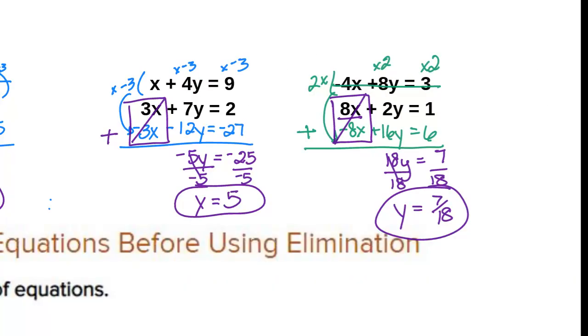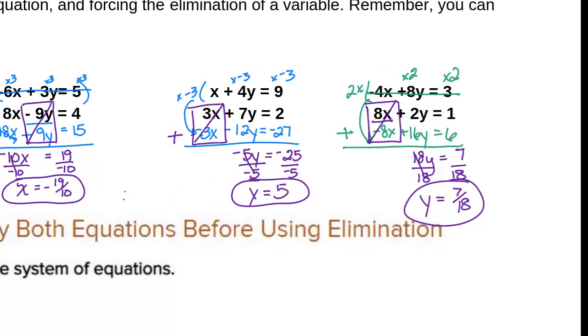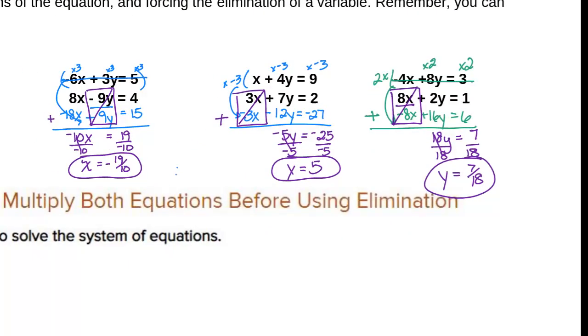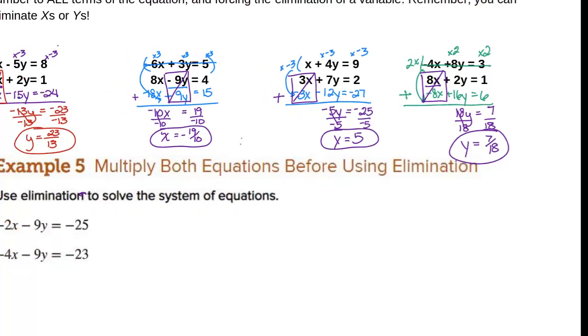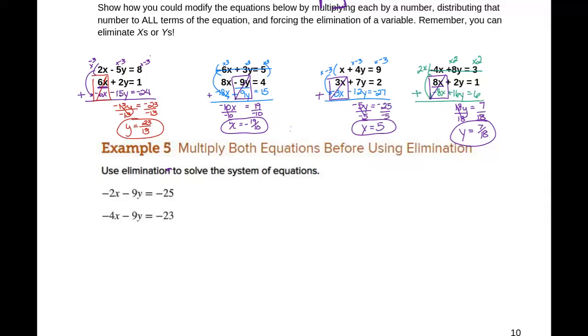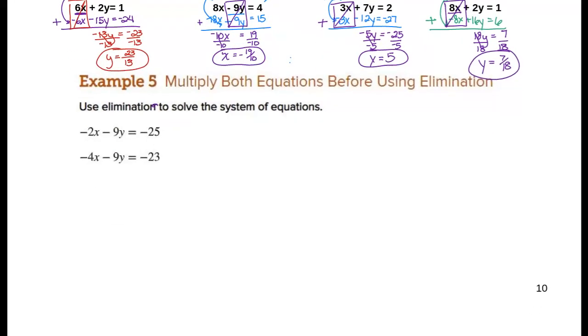This is not the entire problem, okay? You should go back in and then substitute your y value, whatever value you ended up with, back into the original equation, and then you can solve for the other variable. And then you would write it as an ordered pair. Okay? Any questions on how to force something to cancel out by multiplying? Remember, you can do this for the x's or the y's.